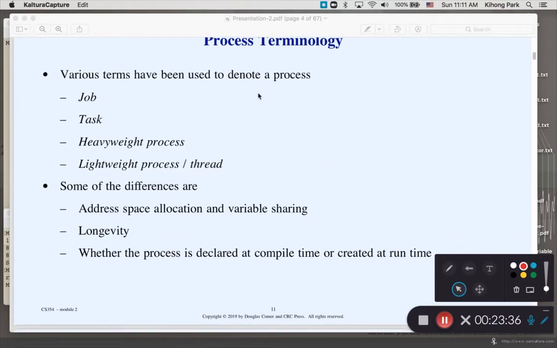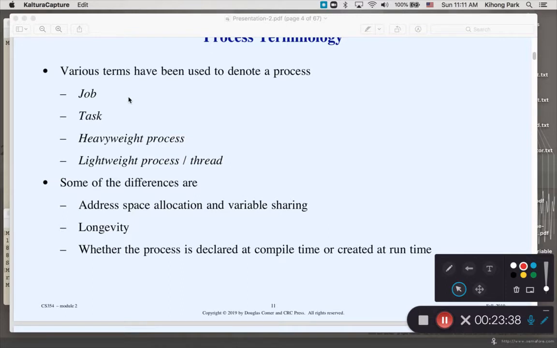Process terminology: job, task, etc. We are just not going to use these things here. But we will talk about heavyweight and lightweight processes. And when we say thread, it's a different name for something that we call a lightweight process. So we need to define what a heavyweight process and what a lightweight process is.